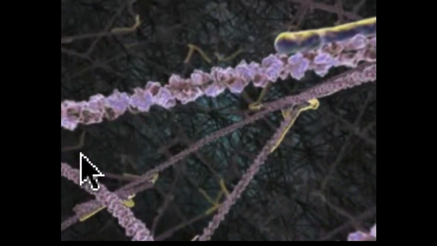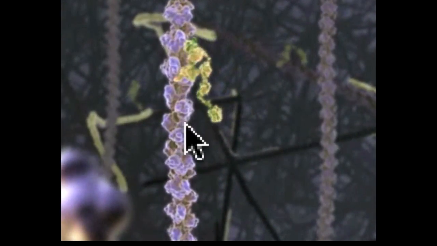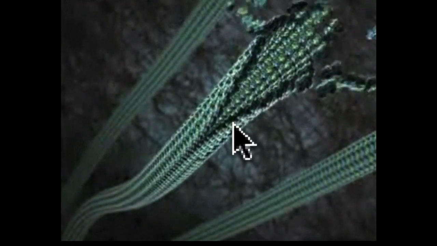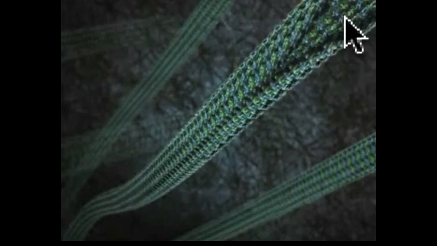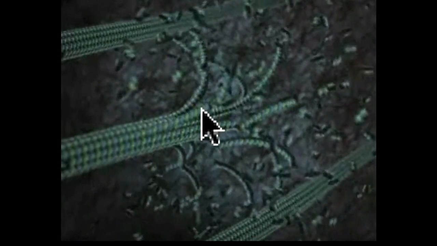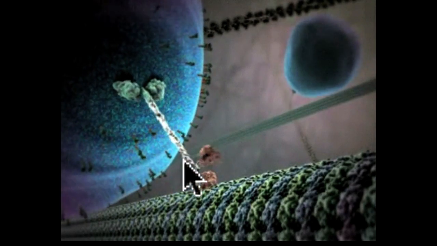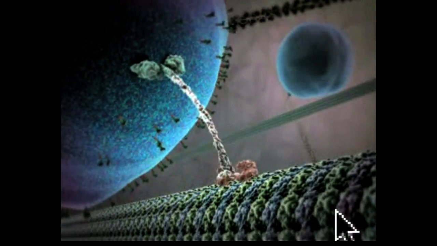And here we have proteins that come and can cleave actin microfilaments. Here we see alpha and beta tubulin assembling into long microtubules and now depolymerizing. And here is the motor protein kinesin walking along a microtubule carrying a vesicle with it.